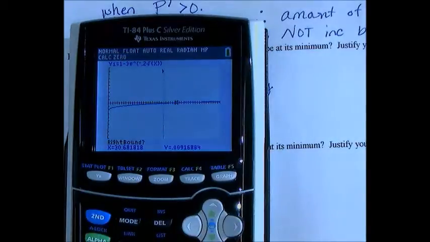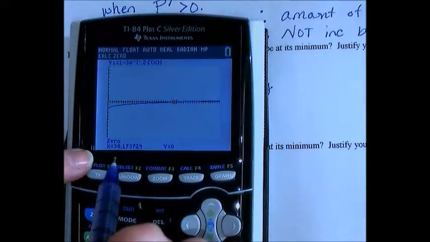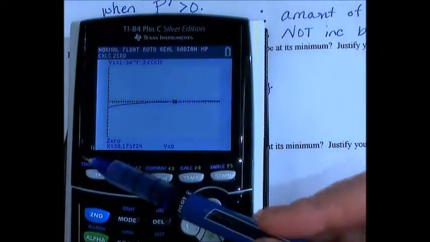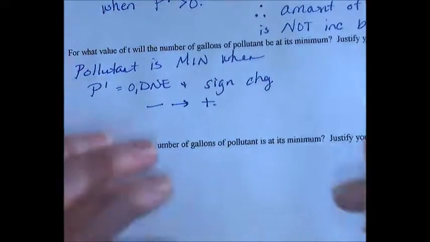Now I know that the 0 is somewhere in between a negative and positive y value. So I've got a 0 right here, and because it went from negative to positive, below to above, I know that is my answer.